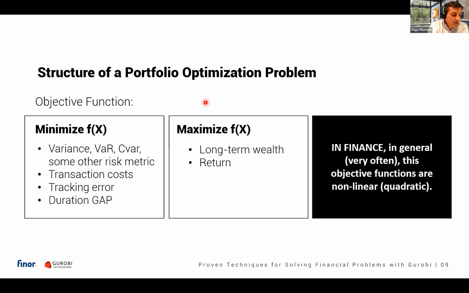A general structure of a problem will be minimizing, for instance, some risk metric, such as the variance, the value at risk, or CVaR, or some other risk metric.